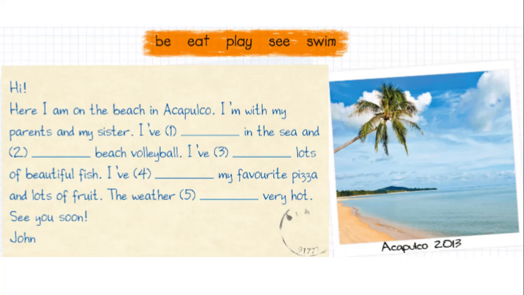Okay, let's continue. Number 3. I've lots of beautiful fish. I've my favorite pizza and lots of fruit. The weather very hot. See you soon, John. What words go in those blanks? Put them in their correct form.